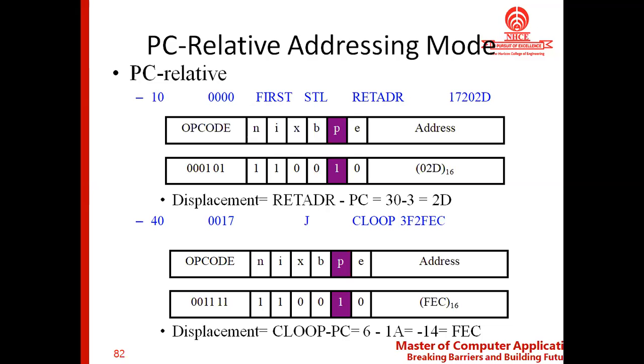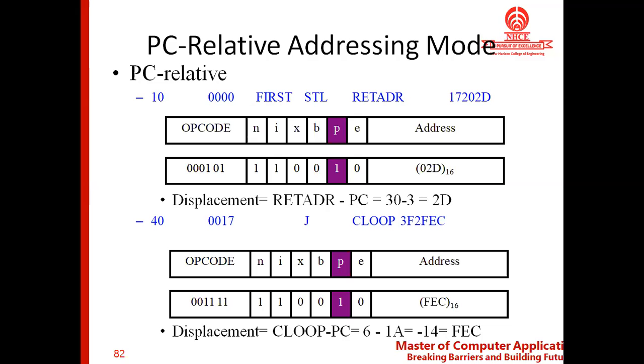So each 4 bits will form 1 digit in the object code. That is how the first 4 bits form 3, the second 4 form F, the third 4 form 2, and finally we have the displacement, that is FEC. So this is the way we derive the object code for this particular instruction.